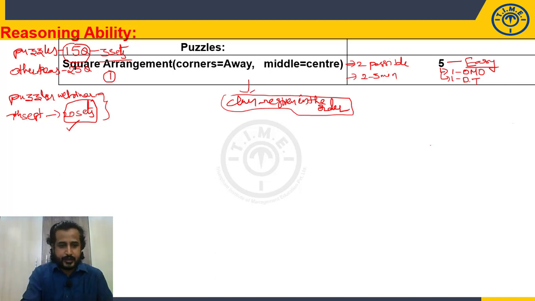Clues are given in the order. Now what is the second set given?